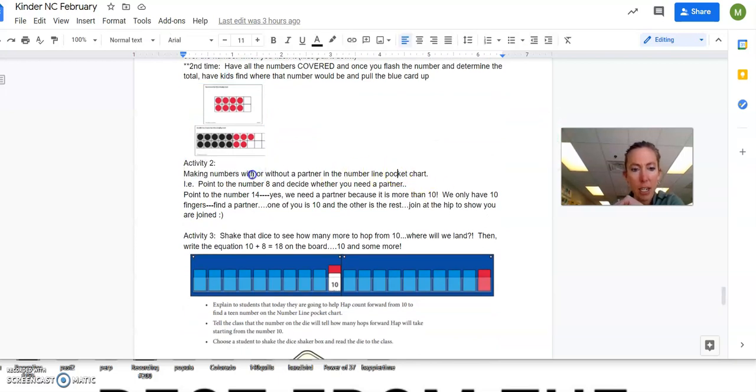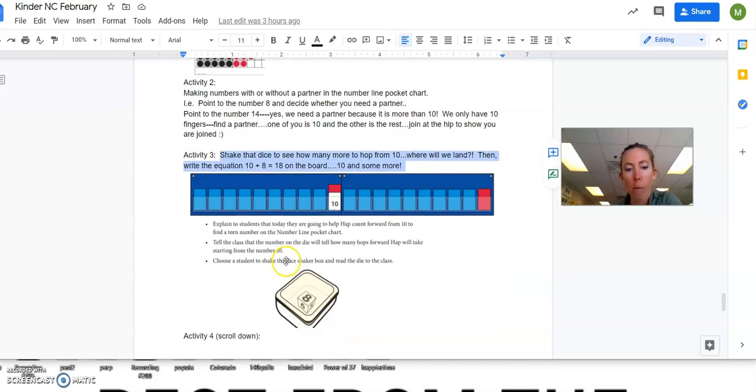Another idea here, making numbers that are in the pocket chart with yourself. So like you're going to point to the number 8. So can we make the number 8 with our fingers? Yeah, we can. Okay. How about the number 14? Try to make that. Oh man, we only have 10 fingers. So we're going to need a partner. Get a partner. Okay, you guys are hooked at the hip. Now one of you is 10. Show 10. How many more do we need to make 14? So whether you want to go there or not, having partners making those teen numbers.